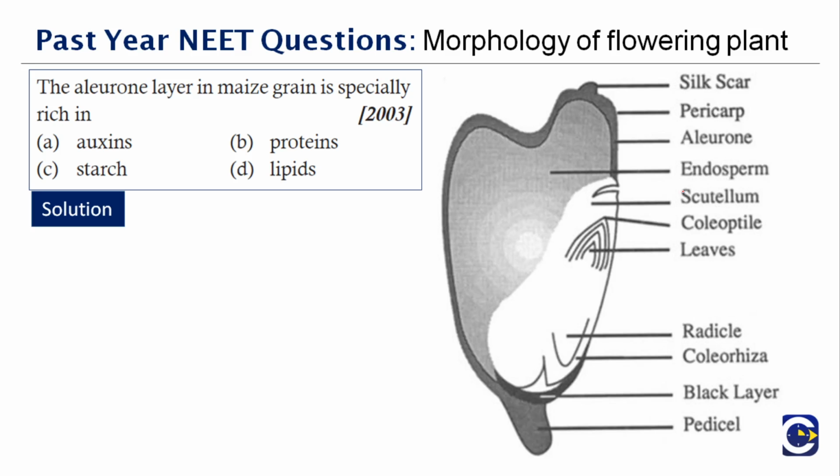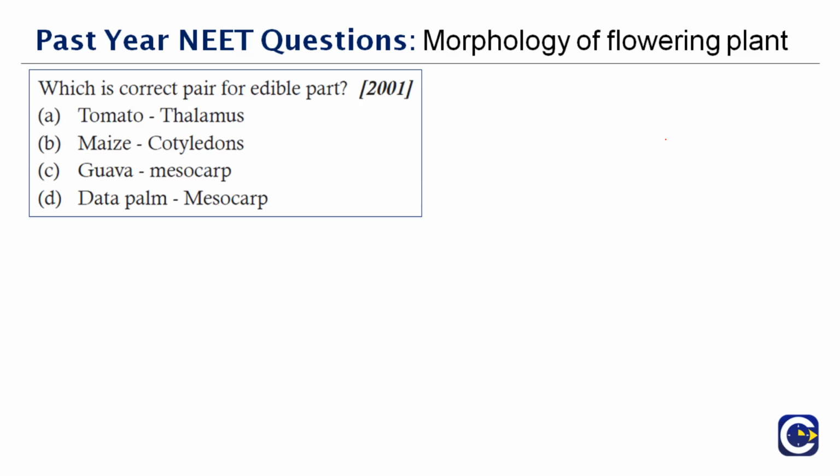Okay, so to your right side you can see a picture which shows the layer. It's actually called the aleurone layer. So this layer, if you see, of maize grain, is specially rich in proteins. Okay, fine. Next question here.